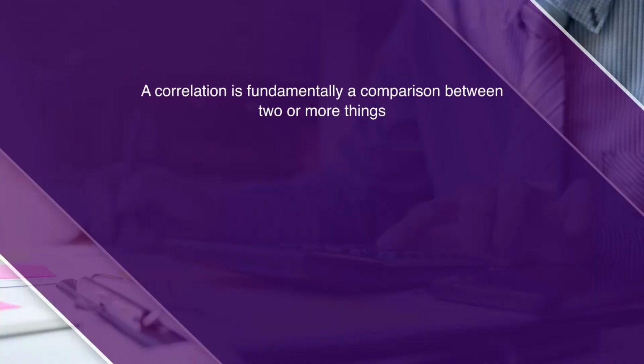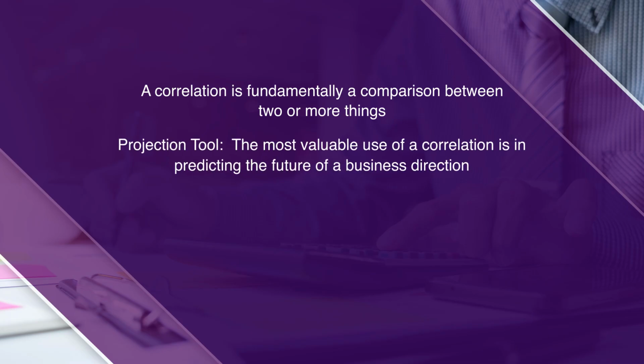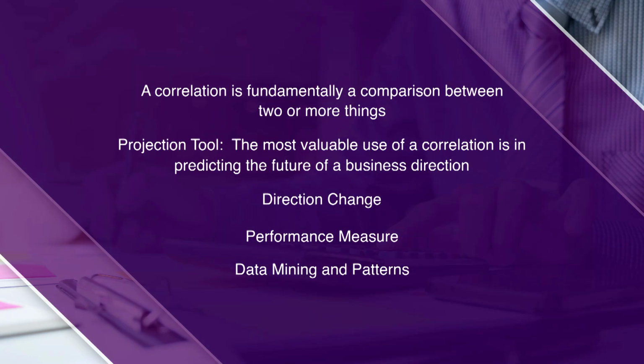Since this particular course is related to Master of Commerce students, there is a great use of correlation in business. A correlation is fundamentally a comparison between two or more things, and when you talk in terms of a projection tool, the most valuable use of correlation is in predicting the future direction of a business. Direction change, performance measures, data mining and patterns all have a great impact when you correlate things.